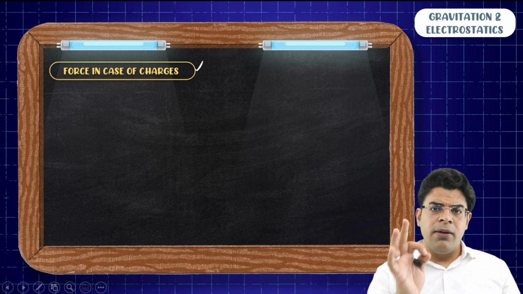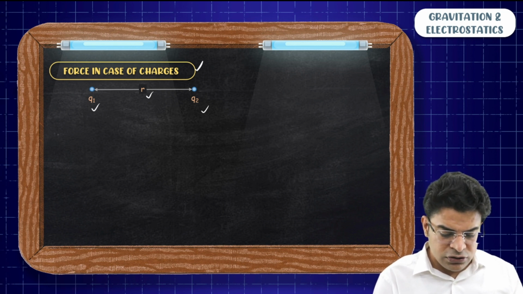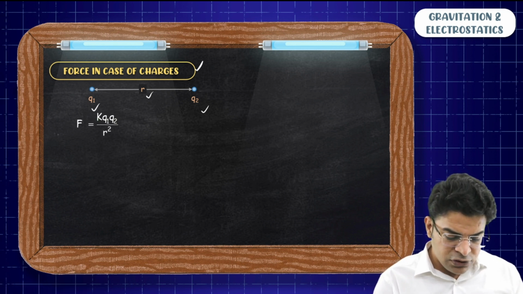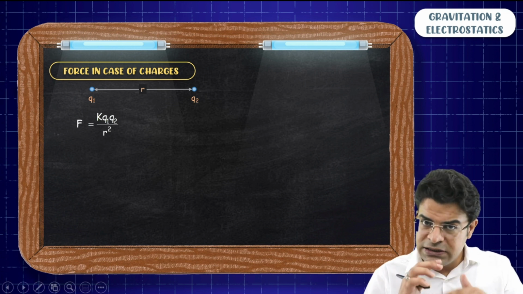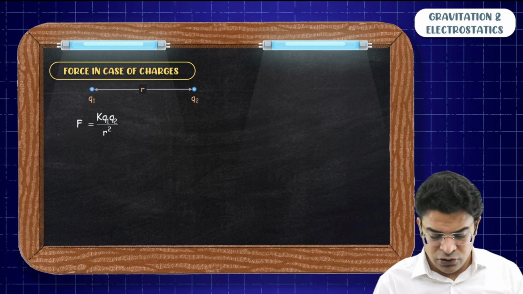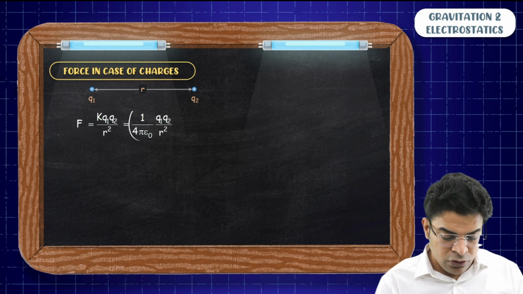Now we will talk about the forces in the case of charges. If we have two charges q1 and q2 separated by distance r, we know that the force acting between them is given by k q1 q2 upon r square. Now this same force can be written in a different form. Rather than k, we can write 1 by 4 pi epsilon naught q1 q2 upon r square.